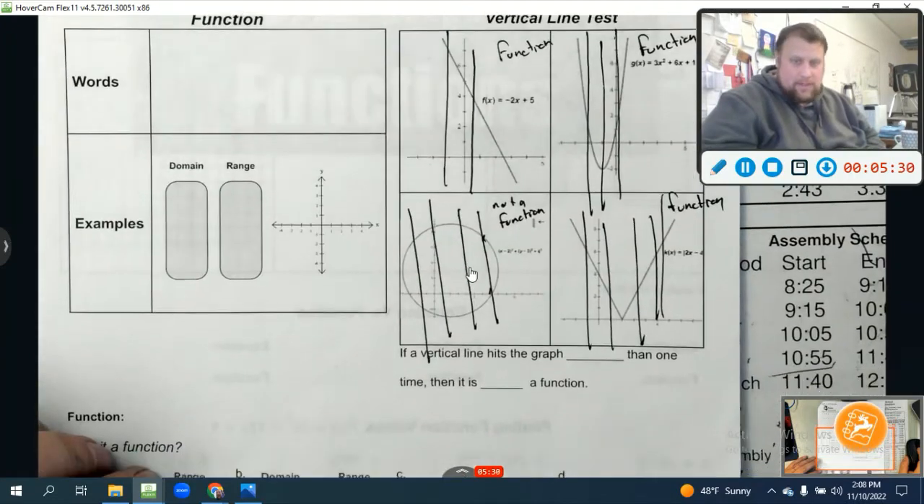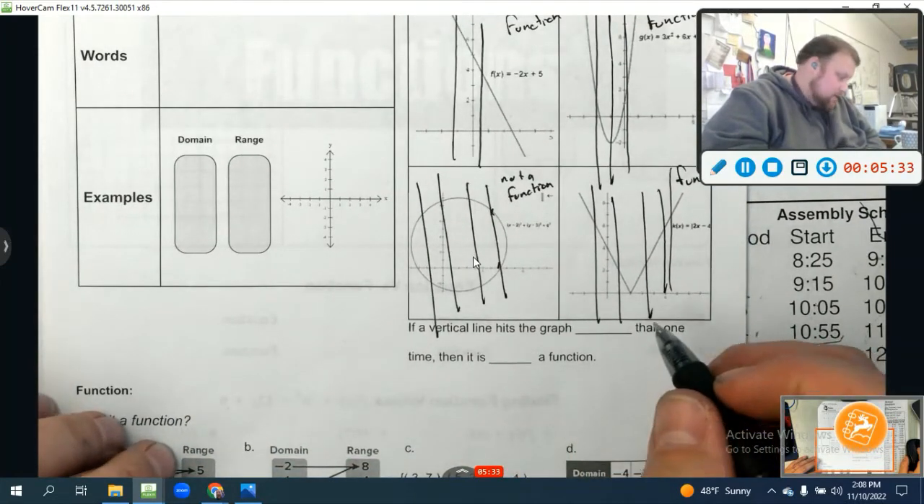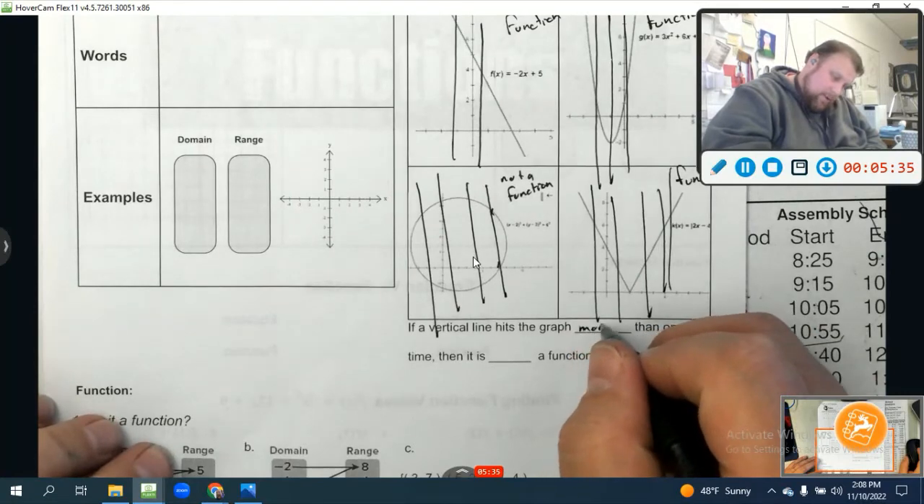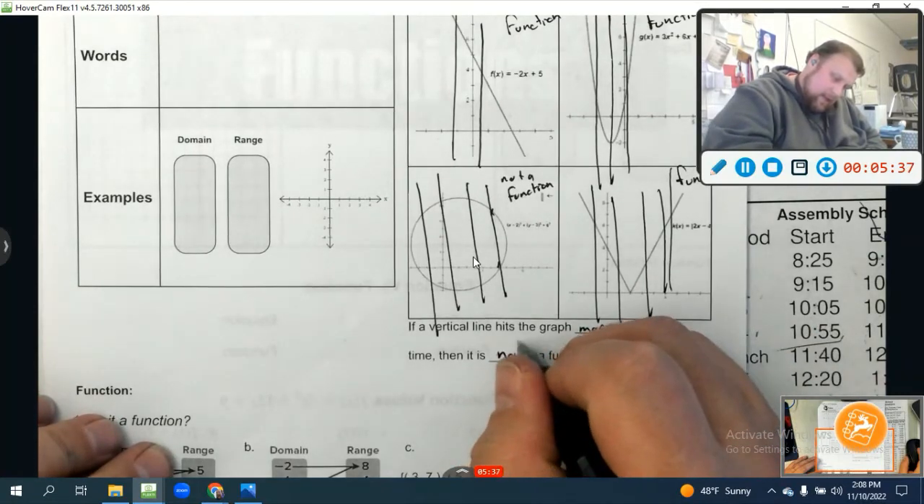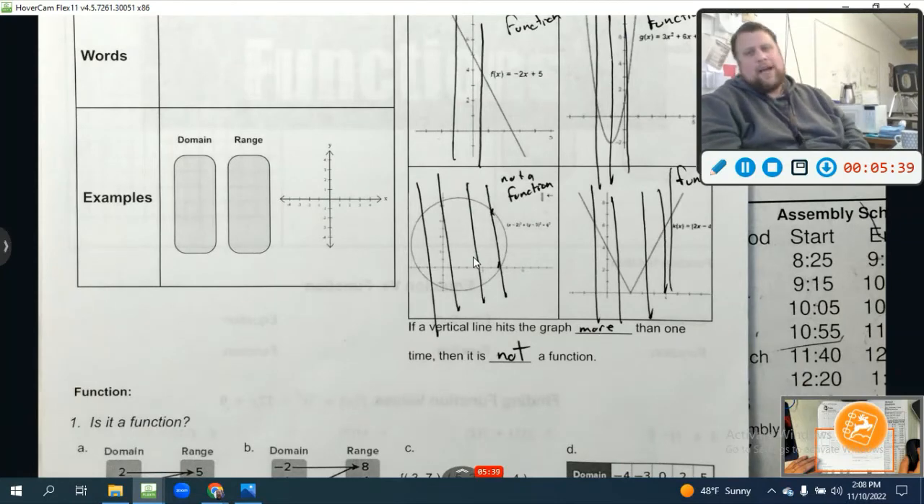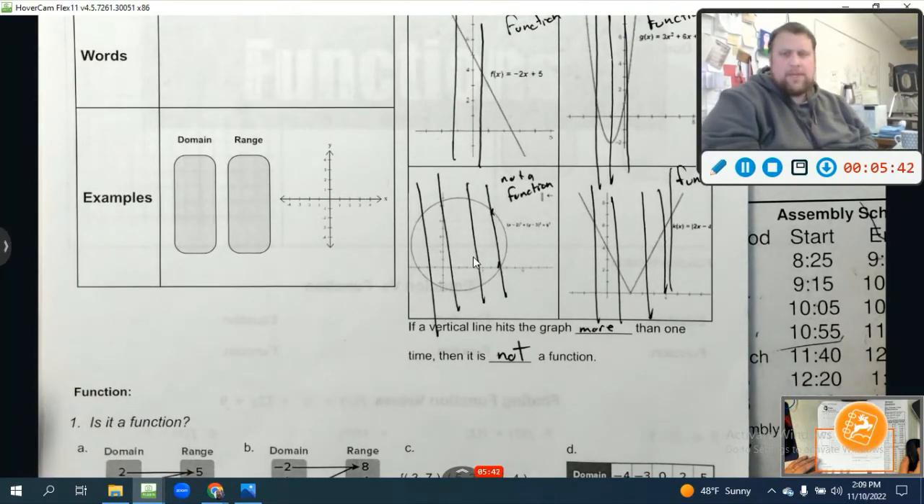And let's fill in these lines. If a vertical line hits the graph more than one time, then it is not a function. That vertical line test is nice. Just a nice, simple thing. Anytime you see a graph, run that vertical line and you know. Especially on your homework, it makes it easy.